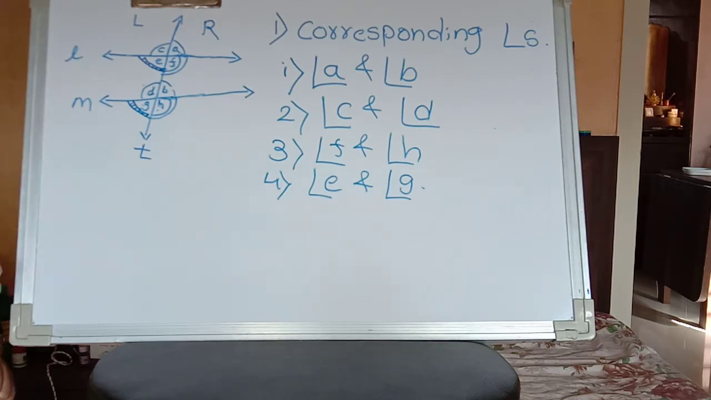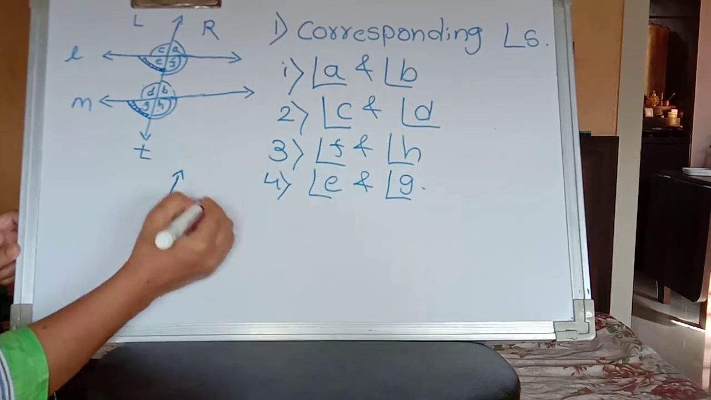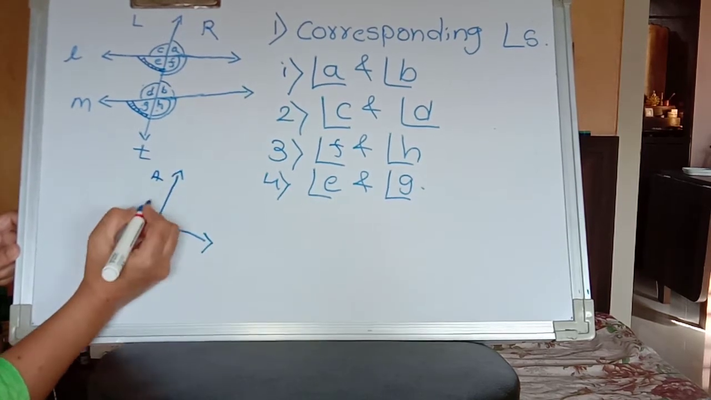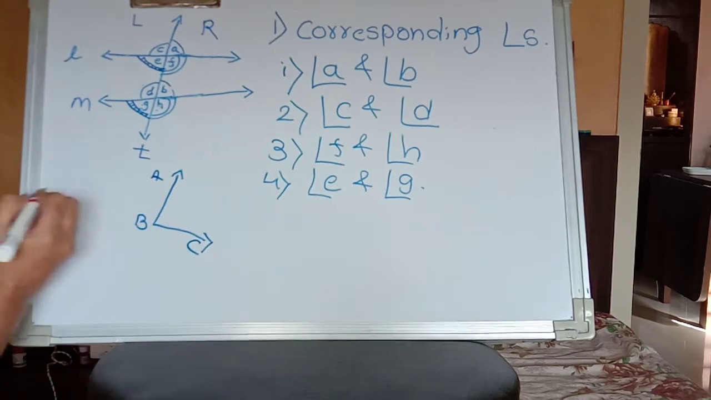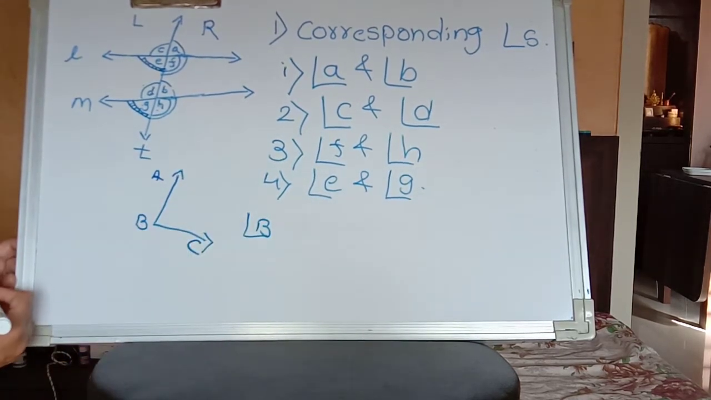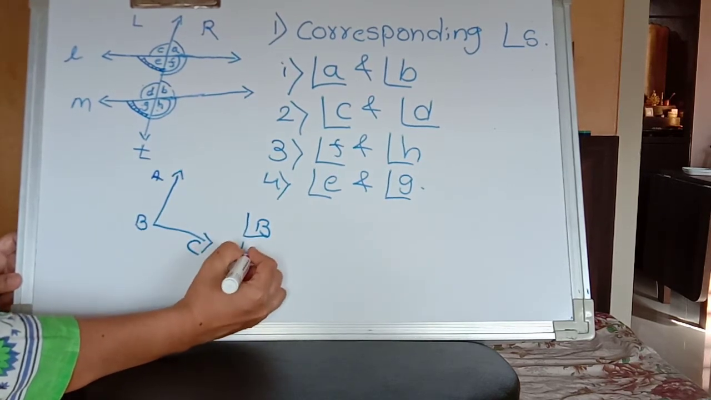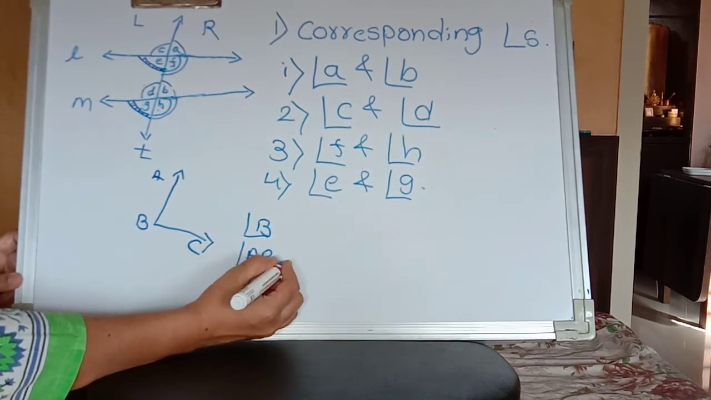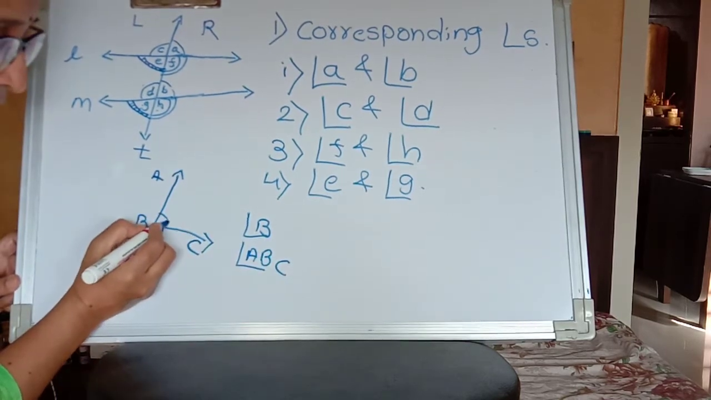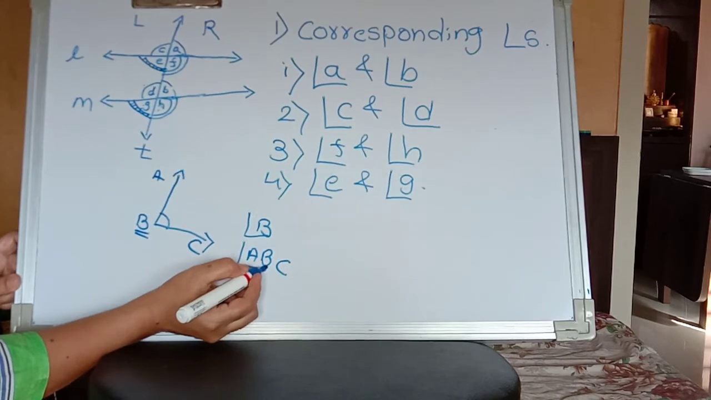Now see what mistake students generally make. If I draw one angle over here and I am writing it as angle A, B, C, you can write this angle as angle B. Yes, this is angle B, no doubt. But there is another way to write this. I can write it as angle A, B, C. So whichever angle is formed, this letter should come at the center.